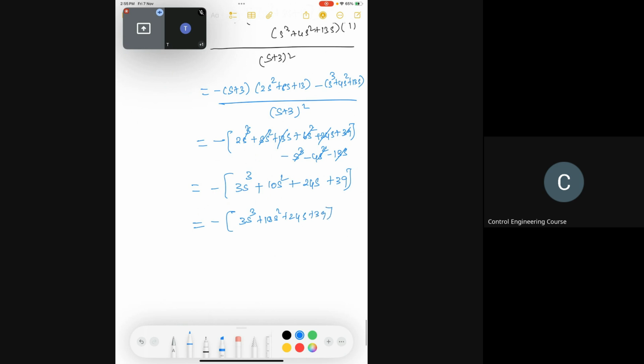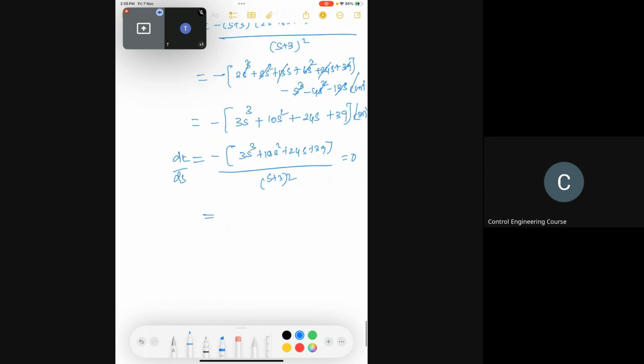This is my final. So (s plus 3) the whole square always comes in the denominator. dk by ds equal to 0. If I equate it to 0, this denominator will go away. 3s cube plus 10s square plus 24s plus 39 equal to 0. So to find the roots, I will use online software and find the values out of this.